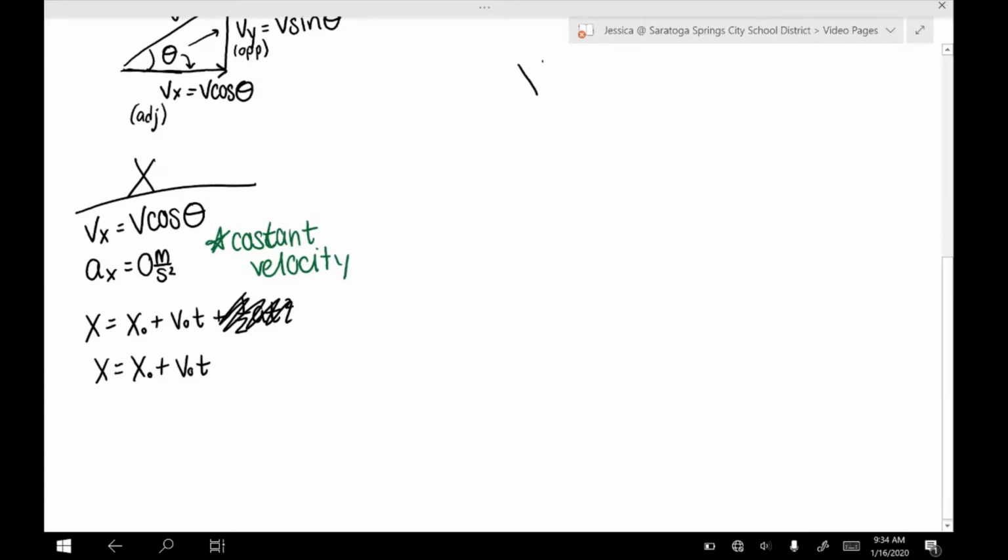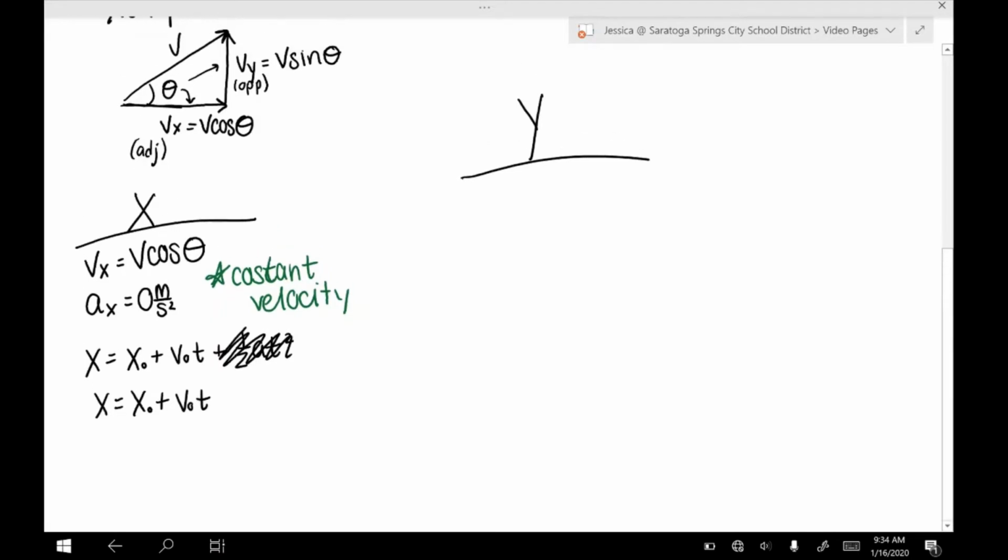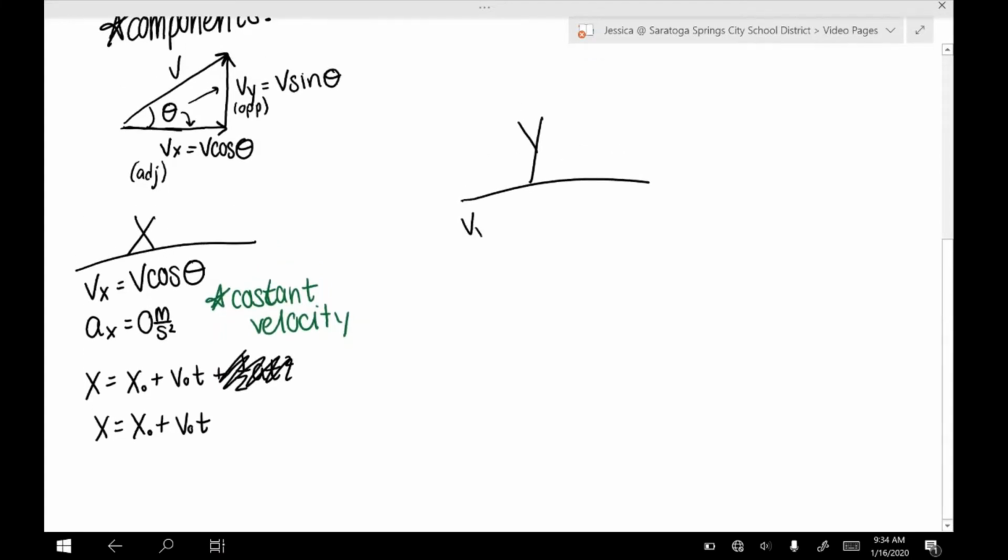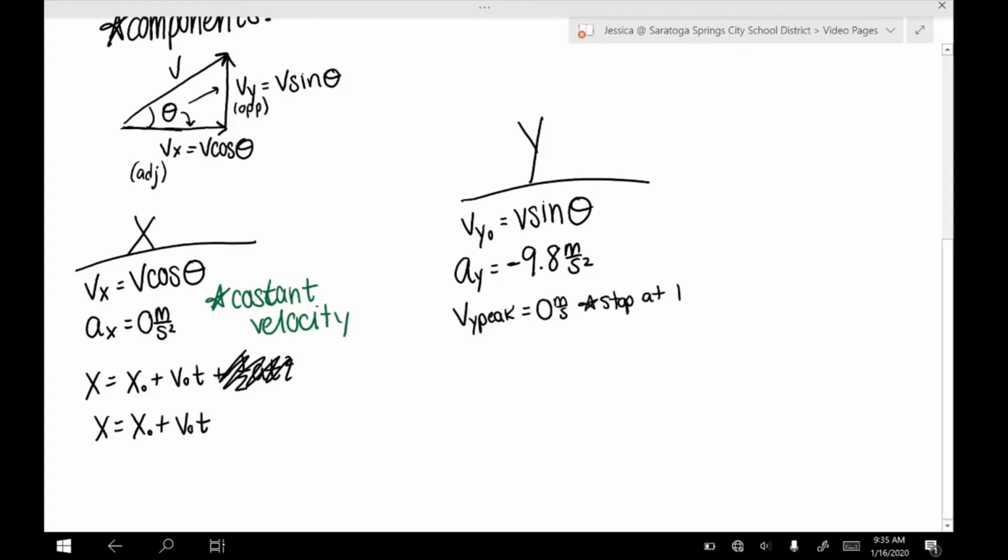The y direction is slightly more complicated, but still not really that difficult. In the y direction, we have an initial y velocity of V sine theta, or that initial y component. The acceleration in the y direction is always going to be negative 9.8 meters per second squared, because as this object flies through the air, only the force of gravity is acting on it, so our acceleration is equal to the acceleration due to gravity. We also need to keep in mind that the velocity in the y direction at the peak is 0. That's because objects have to stop at the top in the y direction. We're still moving in the x direction.